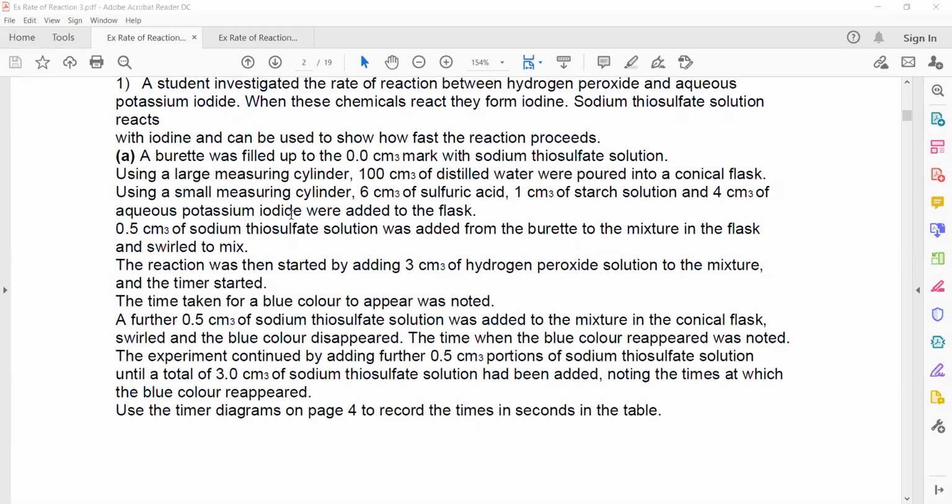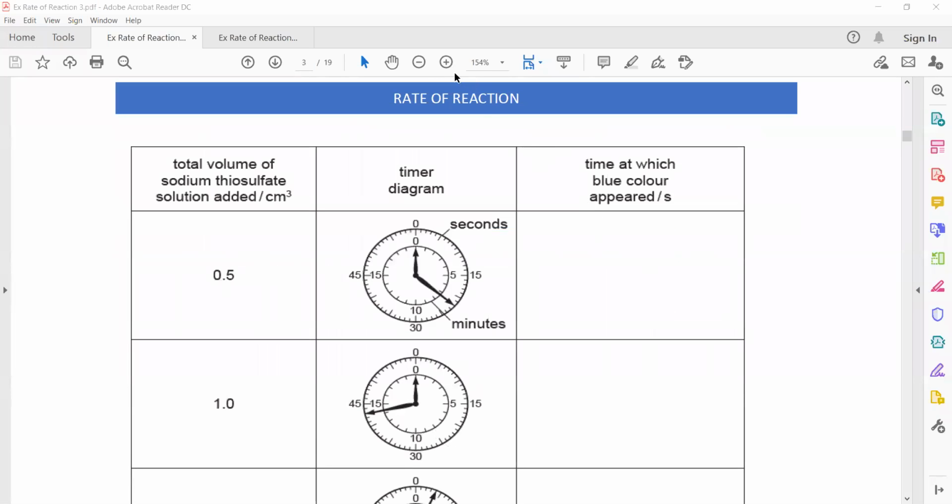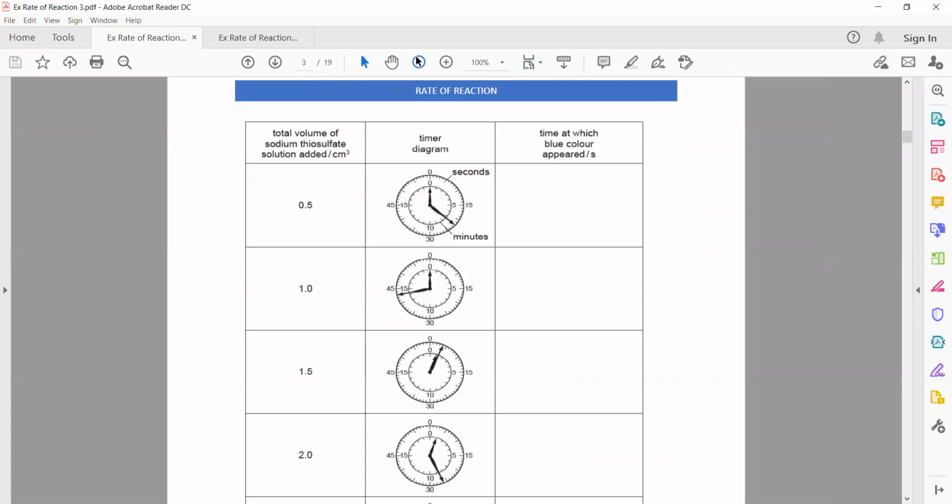This is all that is done, but when you read the question you find you can even answer the question without reading this whole paragraph, because what we have to do is complete the time at which the blue color appeared.